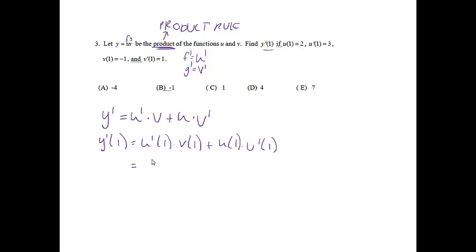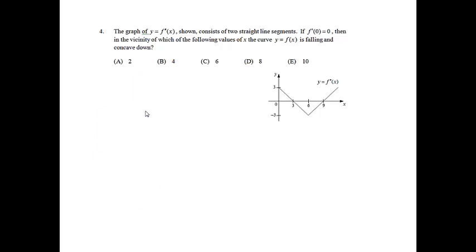So u prime of 1 is equal to 3, and then times v of 1 is equal to negative 1, plus u of 1 is equal to 2, and then u prime of 1 is equal to 3. Oh, that's a v, I believe. So let's change that. v prime of 1 is equal to 1. So if I simplify this, I'm going to get negative 3 plus 2, which equals -1. So my choice will be B this time.